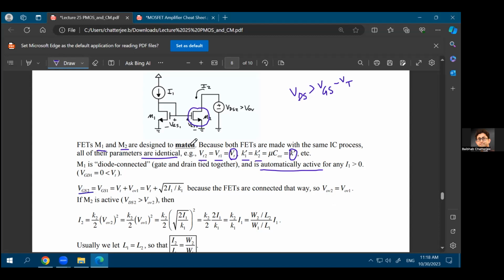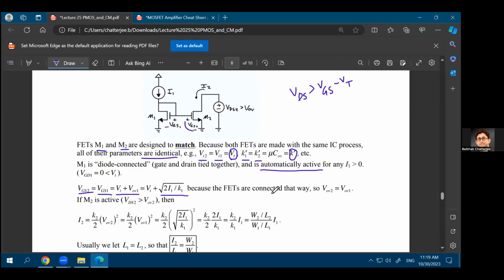Now, VGS2 is basically the gate to source voltage of the M2 transistor, the second transistor. VGS2 is this voltage, and VGS2 will be equal to VGS1 because the gates are connected together and both the sources are grounded. So you can write VGS1 as VT plus V overdrive. That's the definition: V overdrive is VGS minus VT, or VGS is equal to VT plus V overdrive. Now, you can write V overdrive as the square root of twice I over K. That's something you have used in your homework 4 and homework 5. That's the equation that you get from the equation for saturation. So this becomes VT plus the square root of twice I1 over K1, because you are now talking about the M1 transistor.